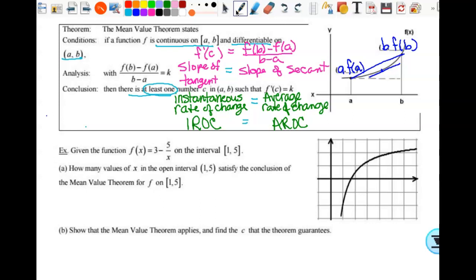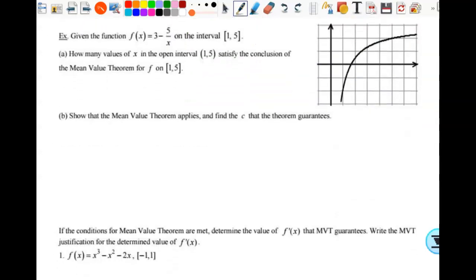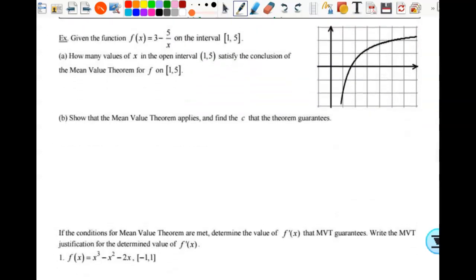All right, so now we have this function f of x on the interval from 1 to 5. This question says how many values of x in the open interval from 1 to 5 satisfy the conclusion of the mean value theorem. So going from 1 to 5, 1, 2, 3, 4, 5. So we're going from here to here. So I have this point and this point, right? So I'm going to connect those.